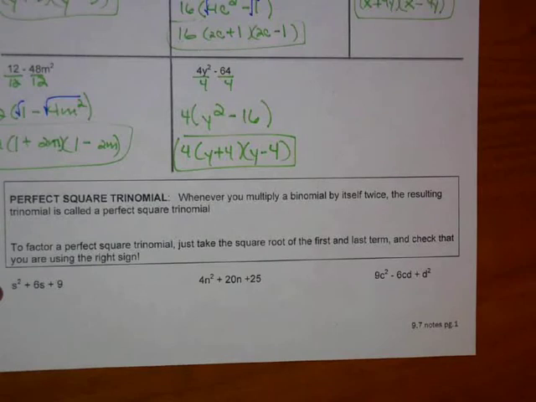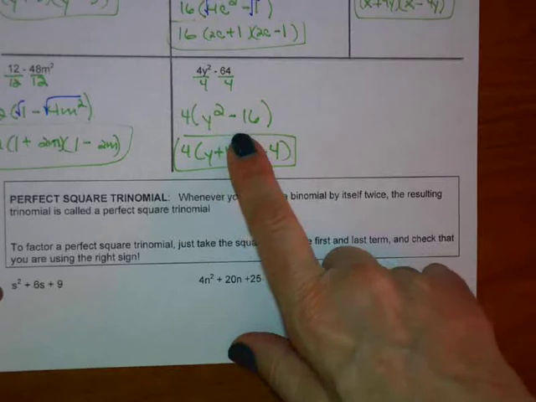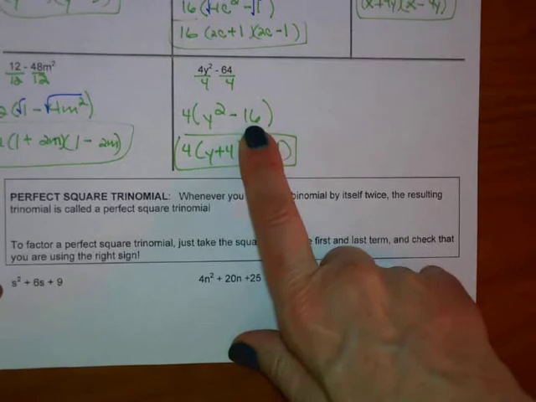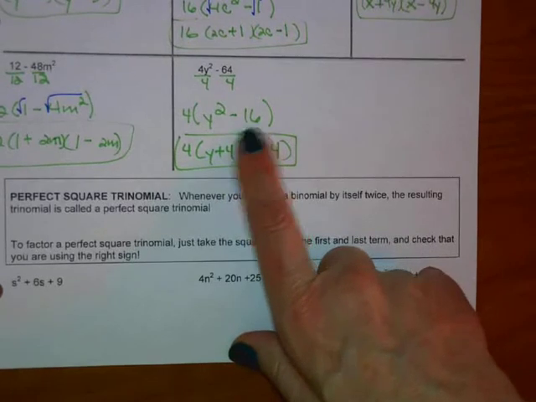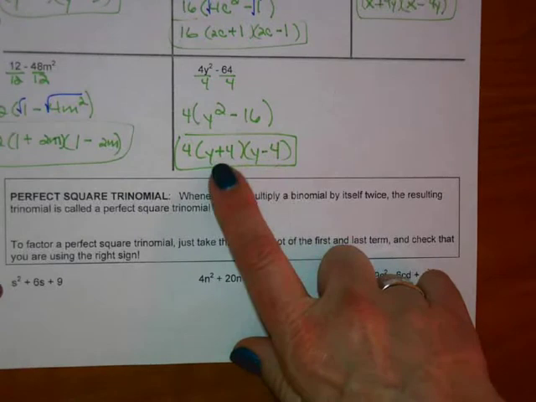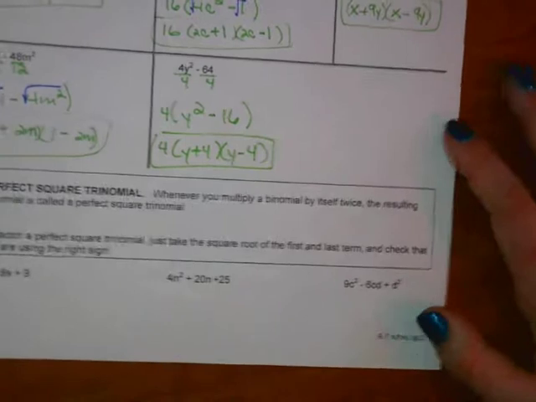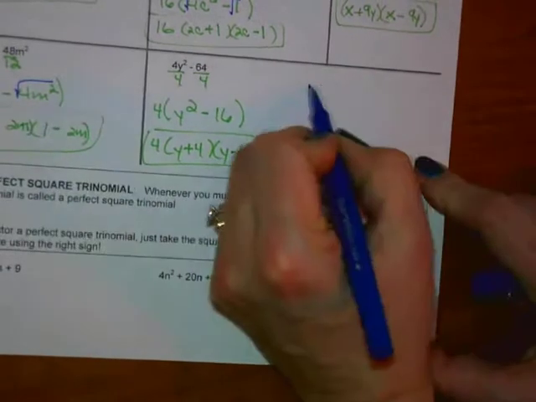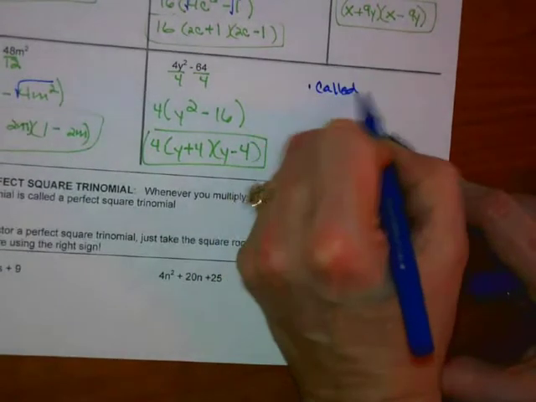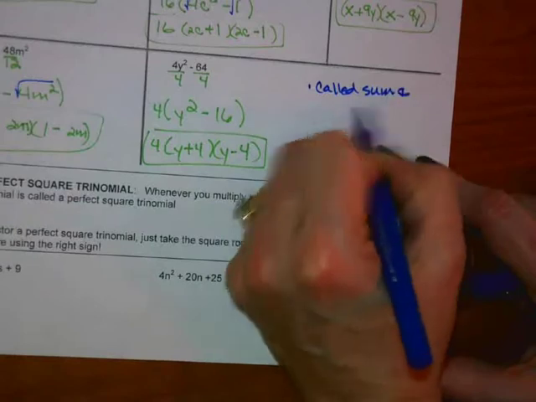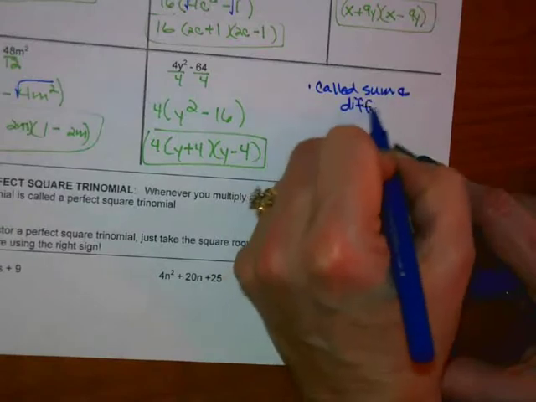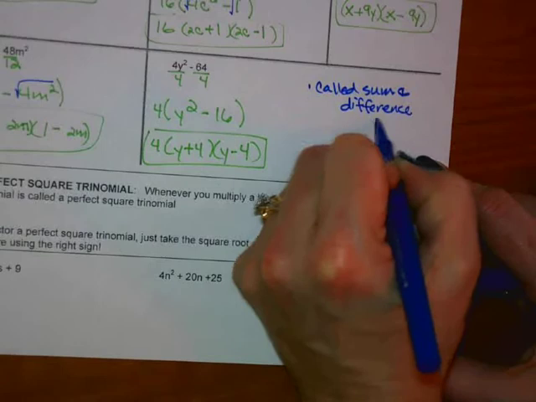Okay, so I divided out a 4 first, and I got y squared minus 16. I know that 16 is a perfect square. I can take the square root of it. So I have y plus 4 and y minus 4. If you wrote y minus 4 and y plus 4, that's fine. Okay? These are called the sum and difference pattern.